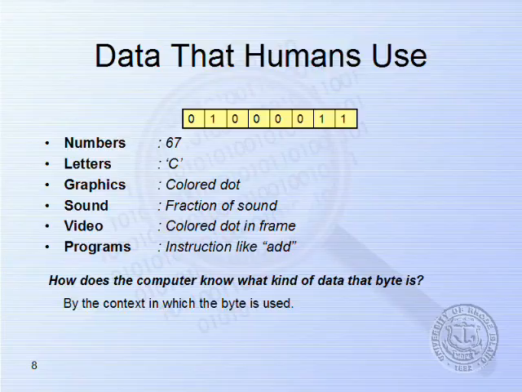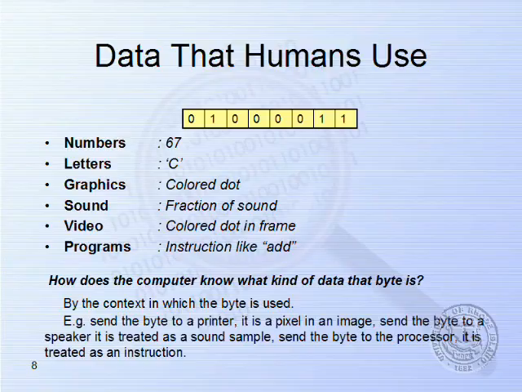The answer is, it depends on the context that the byte's used. If the byte is sent out to a printer, the printer will treat it as a pixel, and if it's a bitmap being sent out to the printer, it will draw the pixel in the appropriate place of the bitmap to start to fill in the picture. If the byte is sent to a speaker, the speaker will play that level of sound. If the byte is sent to a processor, it might add two numbers together. So that same byte can represent all these different kinds of data, and what it actually represents depends on how it's used.